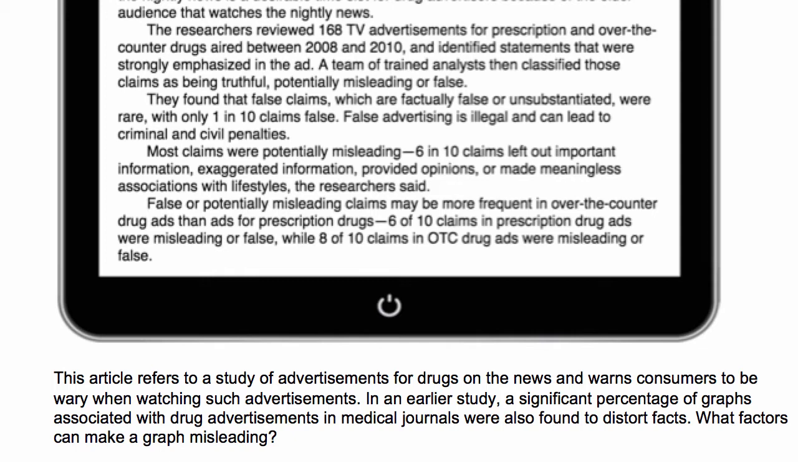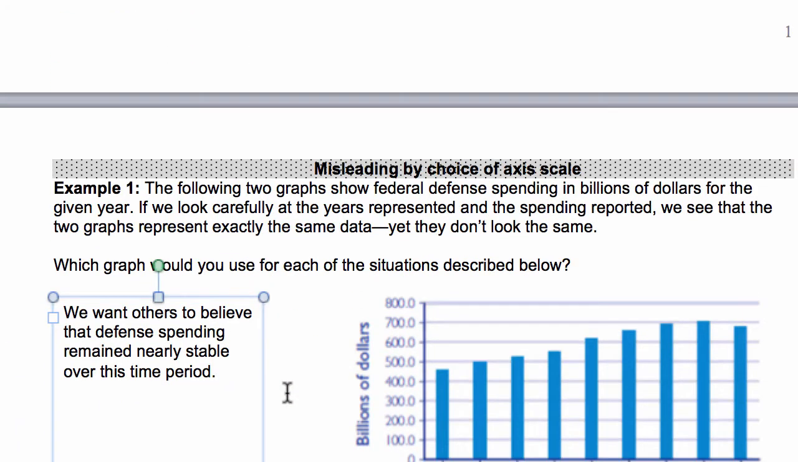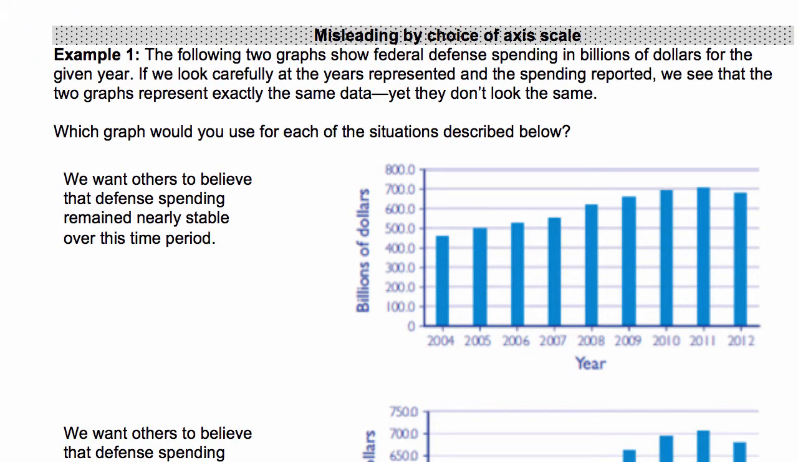What factors can make a graph misleading? The examples presented in this section will help us answer this question. Example 1. The following two graphs show federal defense spending in billions of dollars for the given years. If we look carefully at the years represented and the spending reported, we see that the two graphs represent exactly the same data, yet they don't look the same.